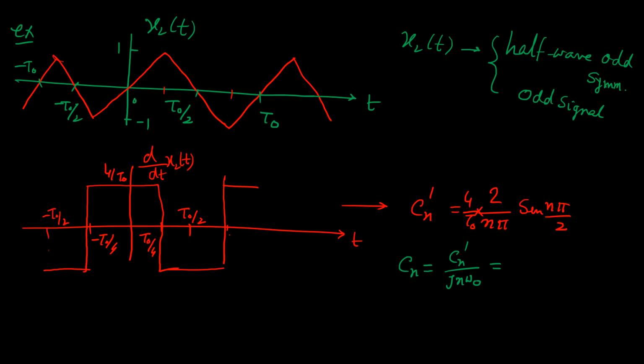Okay, so whatever you will get, in this case it is 8 upon j n square pi omega naught t naught sine n pi by 2. Okay, and omega naught t naught is 2 pi, 2 cancels out, so 8 becomes 4, it is j n square pi square and sine of n pi by 2. As the Cn is purely imaginary, the original signal will have only sine terms. It's an odd signal, okay?